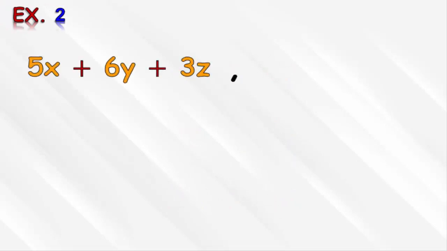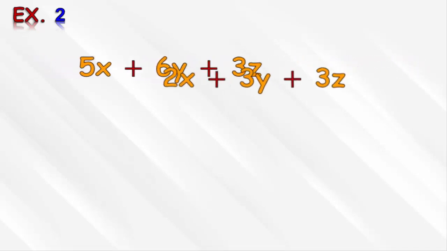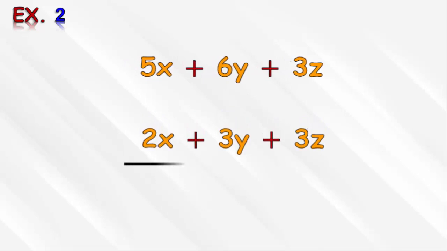Let's take another example. In this example, we want to sum the following two expressions, which consists of three terms: 5x plus 6y plus 3z and 2x plus 3y plus 3z. As the previous example, we are going to put the two algebraic expressions in columns like this and make sure that the like terms come below each other. Then we add the coefficients of like terms.